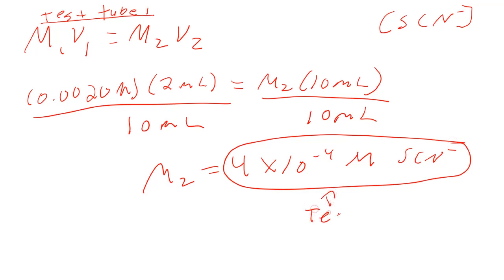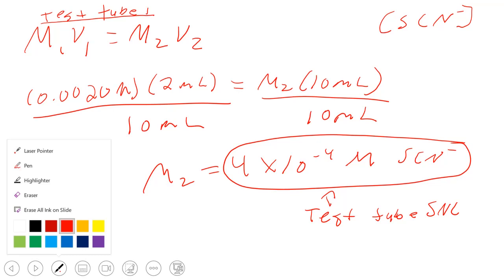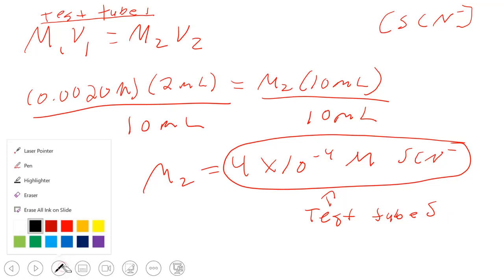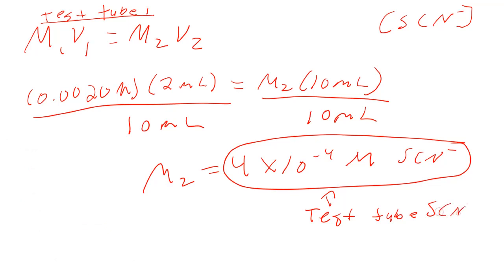Now, I'm going to let you calculate the concentration of thiocyanate, SCN negative. For test tubes 2, 3, and 4, you're going to follow the same procedure.